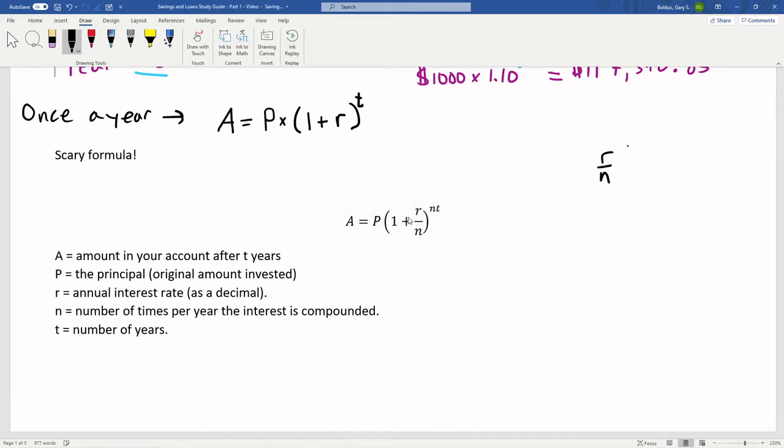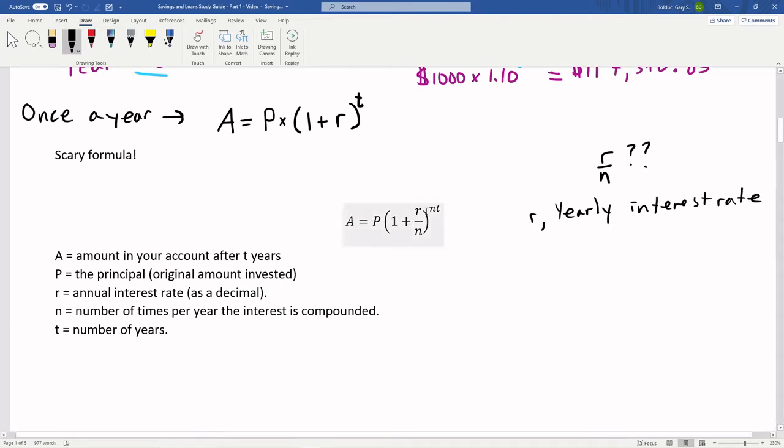So why is this happening, this R over N? Well, the way that these things are often given is the bank will say, okay, here is your yearly interest rate. And that's R. R is your yearly interest rate. Okay. So, all right, great. My yearly interest rate is 10%. So does that mean every time you compound I get 10%? Well, sometimes. The R over N here is what determines what happens when you compound.